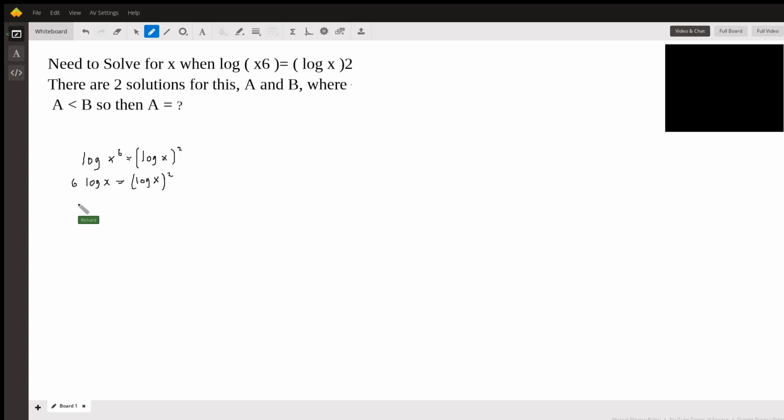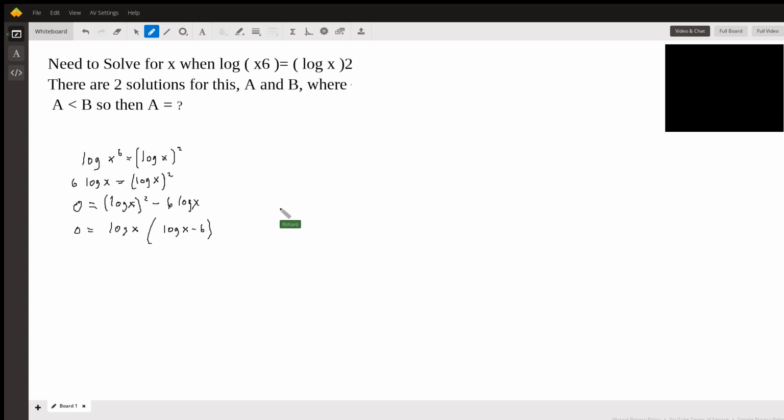So now we're just going to set this to 0. So I'm going to just bring over that 6 log x. So I have the log of x squared minus 6 log x. And now I'm going to factor out the log of x. And that's going to be multiplied by log of x minus 6.